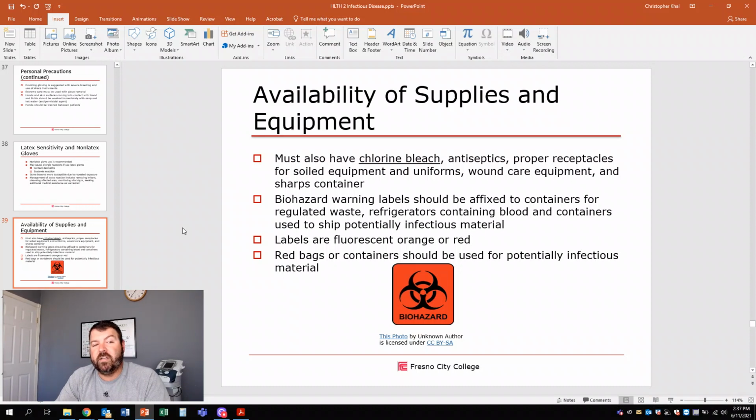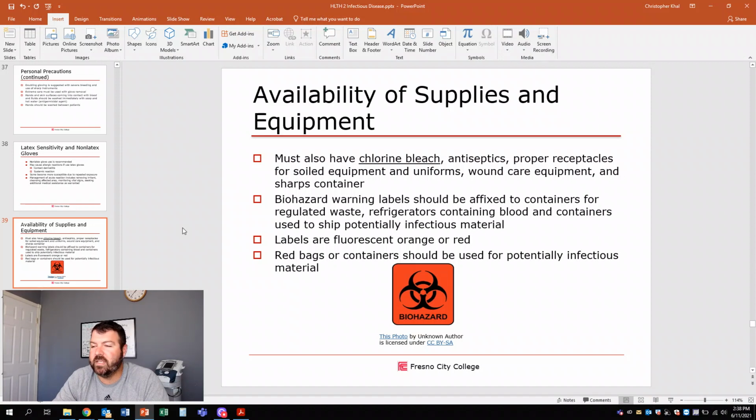Availability of supplies and equipment. Chlorine bleach is a recommended product by a lot of places because it kills everything. Antiseptics. Proper receptacles for equipment and uniforms, whatever it is, should be available. Wound care equipment and sharps containers. All really, really important things.